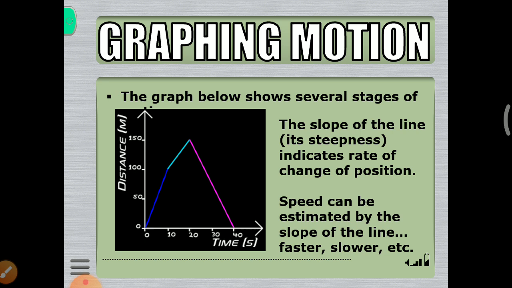So the slope of the line indicates the rate of change of position. And also from this line we can calculate the speed. From the speed we can determine whether the object is moving faster, slower or at medium speed. Dear students, I hope you understood. When you plot a graph between distance and time, we can calculate the speed. From this speed we can say whether the object is moving fast or slow.